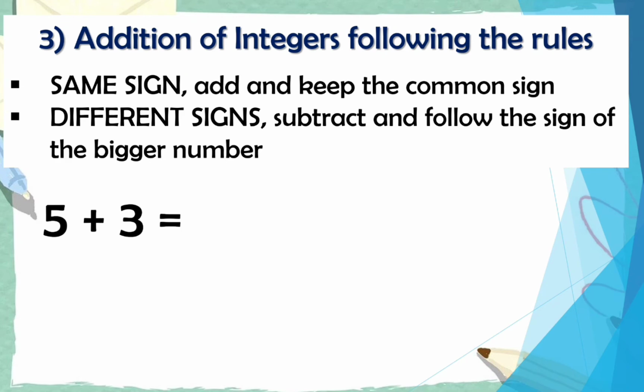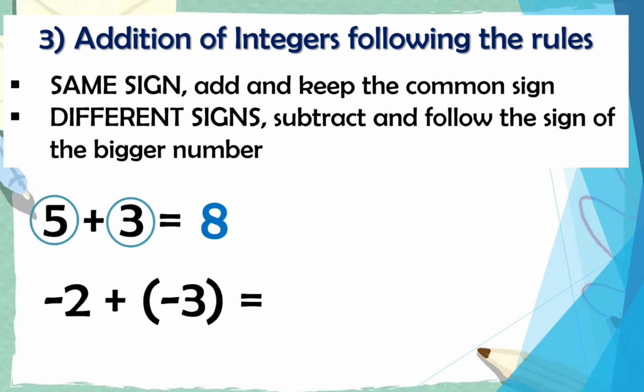For example, 5 plus 3. The sign of 5 is positive. 3 is also positive. So, magkapareho ba yun ng signs o magkaiba? Okay, magkapareho ng signs. So, anong gagawin natin? We need to add the numbers. So, 5 plus 3 will give us 8. And keep the common sign. So, ano yung sign ng 5 at saka 3? Parehong positive. Therefore, our answer is also positive. So, our answer here is positive 8.